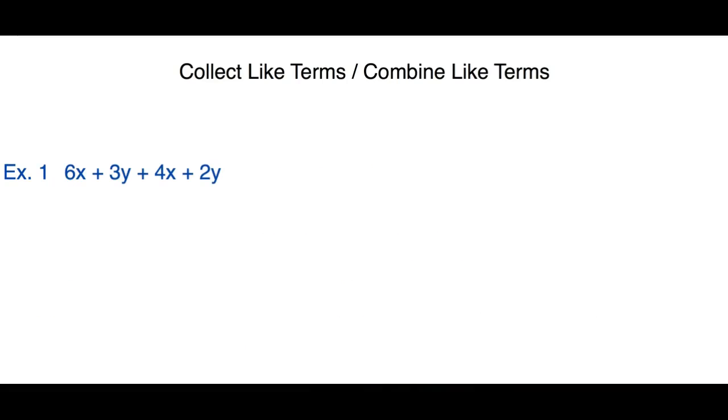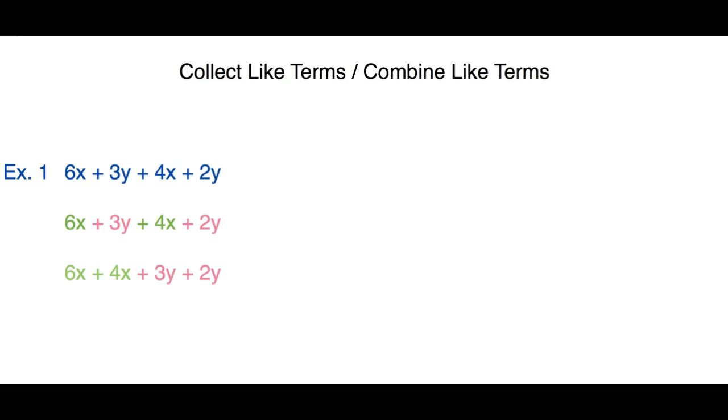Now we're going to take a look at our first example for solving these types of problems where we're either combining like terms or collecting like terms. So referring back to our example before, we have 6x plus 3y plus 4x plus 2y. When combining like terms, you don't need to look at the coefficients first, rather you need to look at the variables first. When looking at the variables, we could see that there are two x's and there are two y's. For instance, we have 6x plus 4x and we have 3y plus 2y.